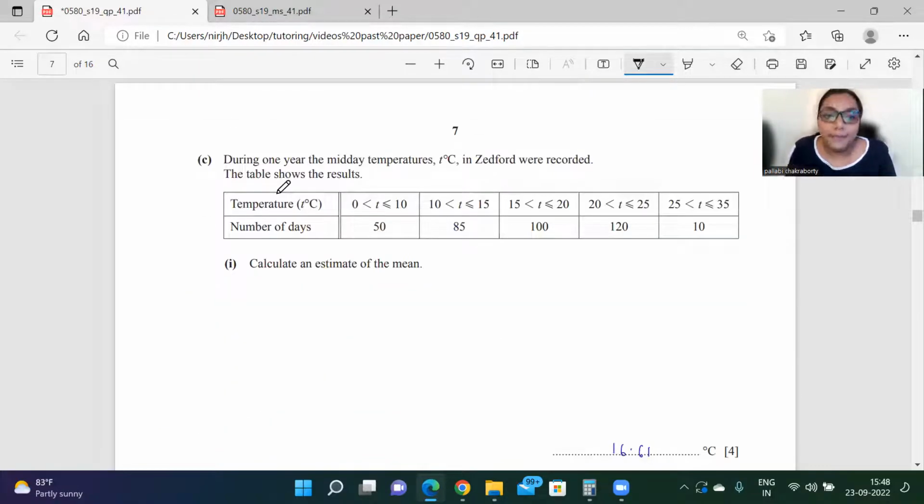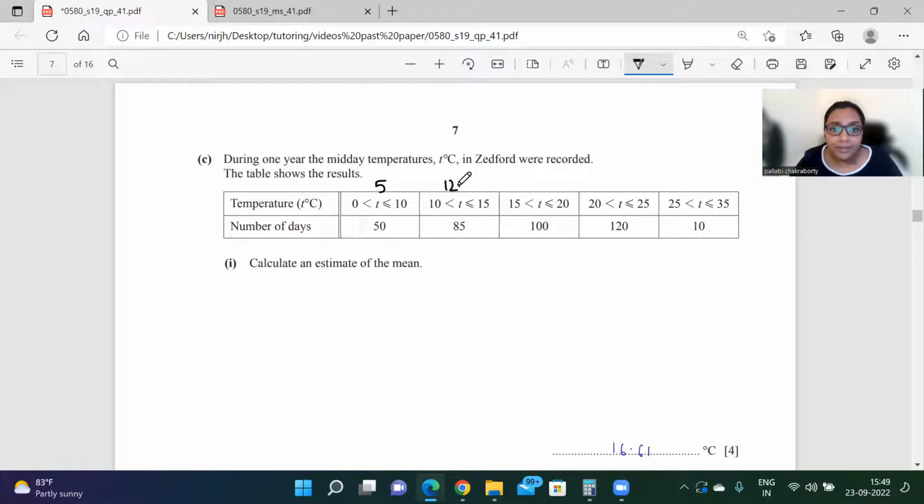during 1 year, the midday temperatures T degrees Celsius in Z4 are recorded. The table shows. So this is temperature, number of days is this. That means whenever you are given a range like this, let's find out the middle values. We'll see why that is important. So the middle value over here is 5. Over here it is 12.5. I hope you understand how I'm finding out the middle value, right?